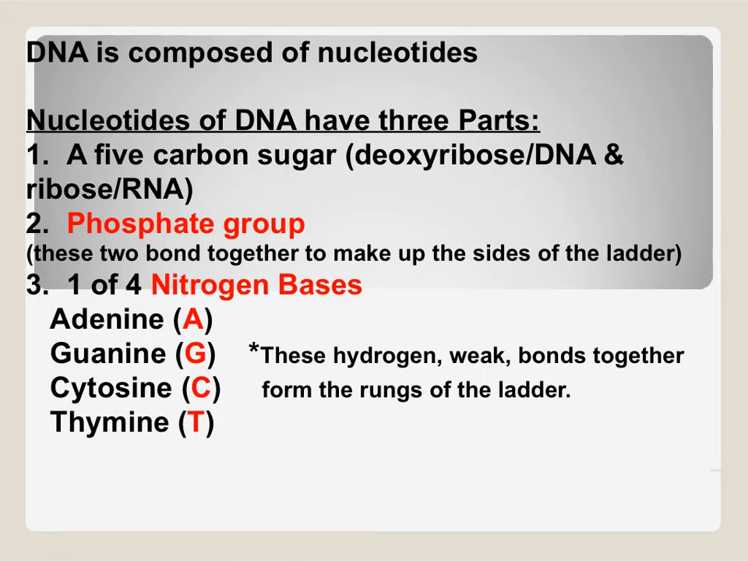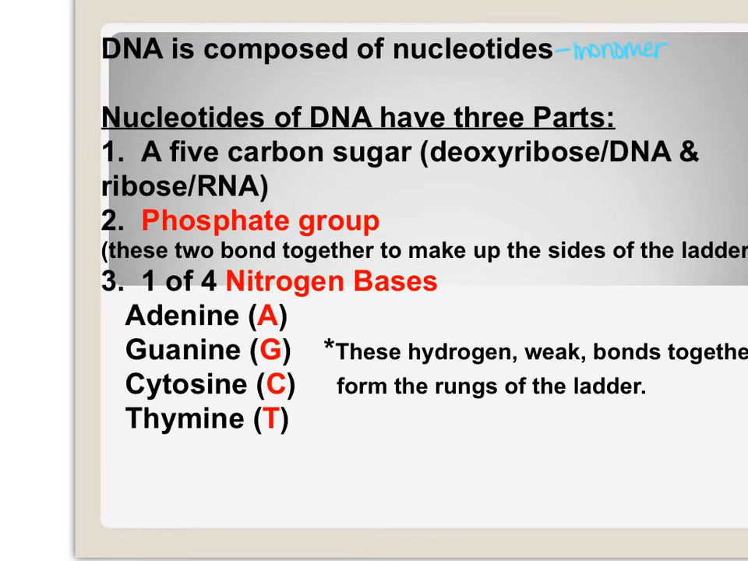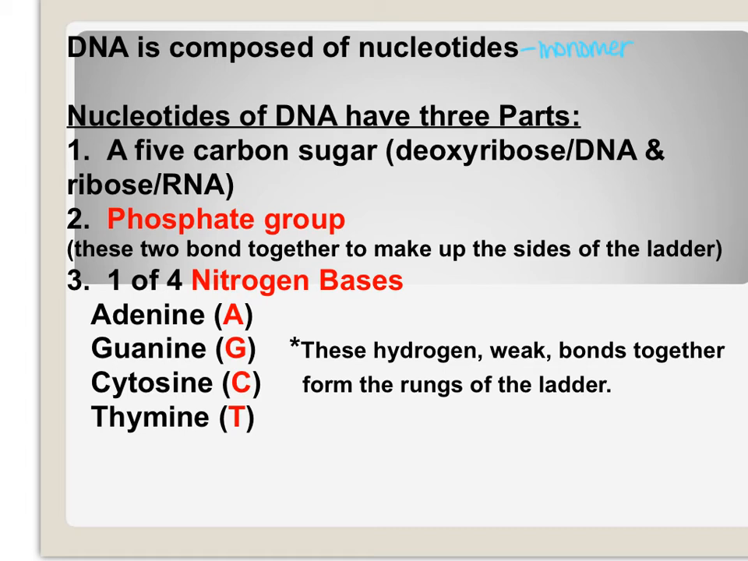So again, DNA is made of nucleotides. Nucleotides are the monomer of nucleic acids, and DNA is one of the two nucleic acids. In a nucleotide of DNA specifically, you're going to find the same things in every nucleotide: a sugar, a phosphate group, and a nitrogen base. In DNA the sugar is deoxyribose, and in RNA it'll be ribose. Make sure you know that. And then you'll have your phosphate group.